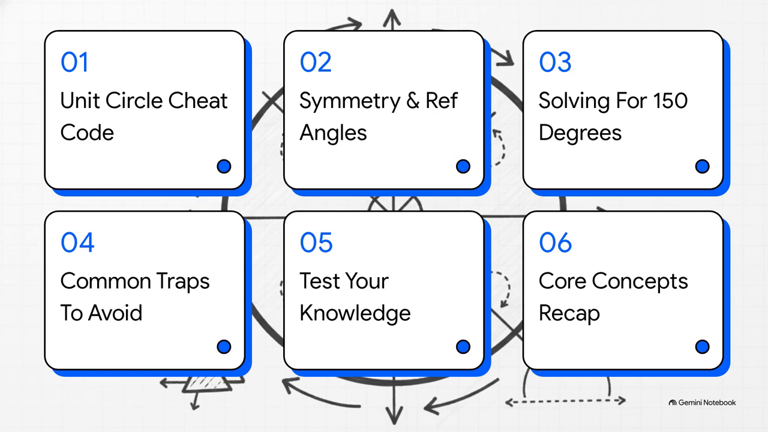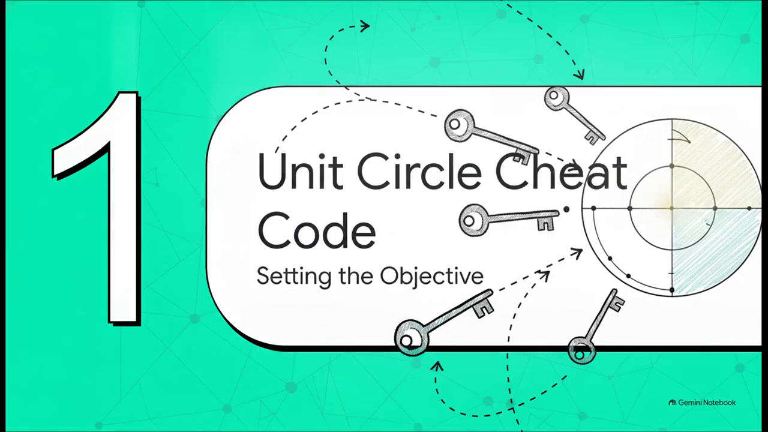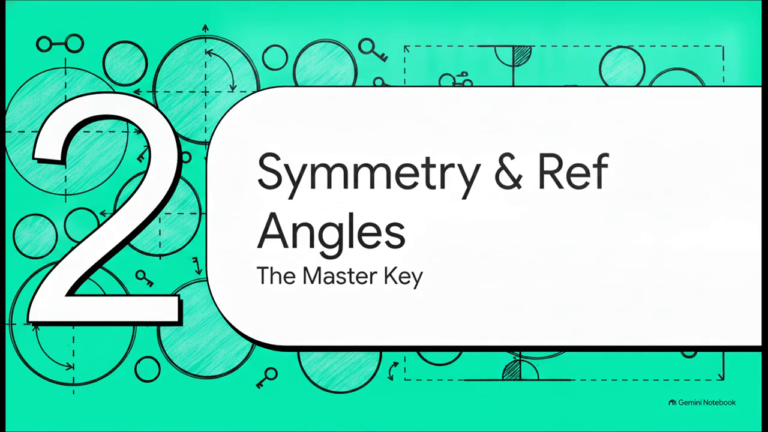Let's get into it. Section 1, the unit circle cheat code, setting the objective. The big goal here is realizing you don't need to memorize the entire 360-degree circle. Instead, we're figuring out how to navigate the whole thing using just the first quadrant as our master key. Once you have the coordinates for those basic acute angles down, like 30, 45, and 60 degrees, you can literally unlock any other major angle on the map. Moving right along to Section 2, symmetry and reference angles, the master key.